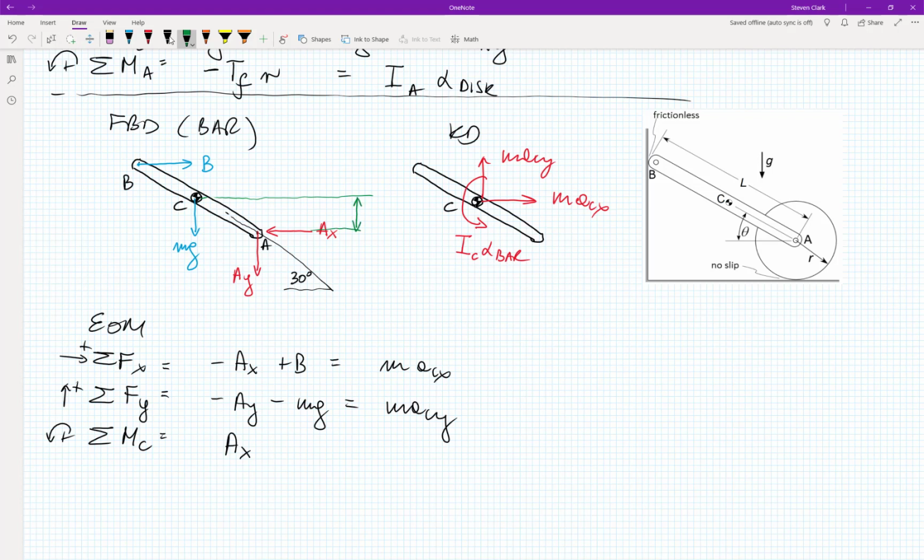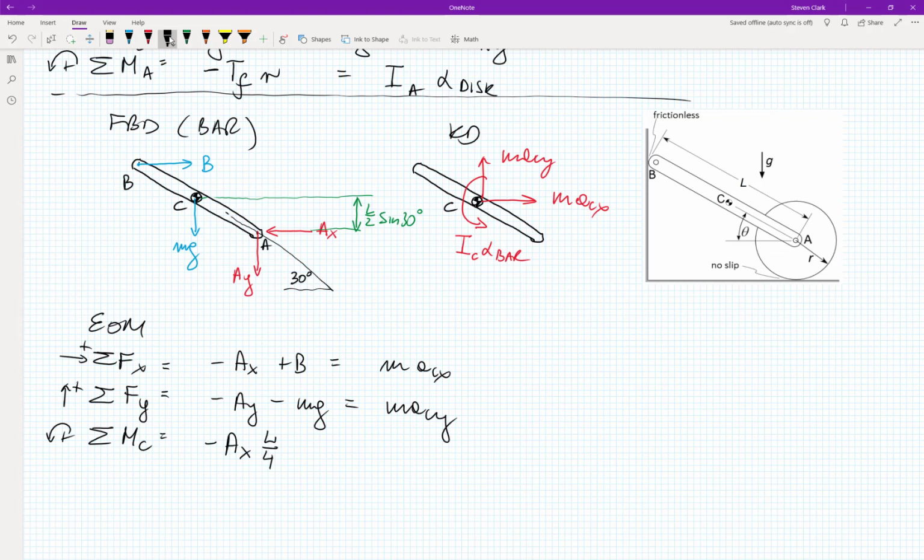And what is this green distance? It would be definitely L12. And now sine or cosine? I think sine 30. Okay, so this will be L, so this will be basically L divided by 4. And positive or negative? Negative.